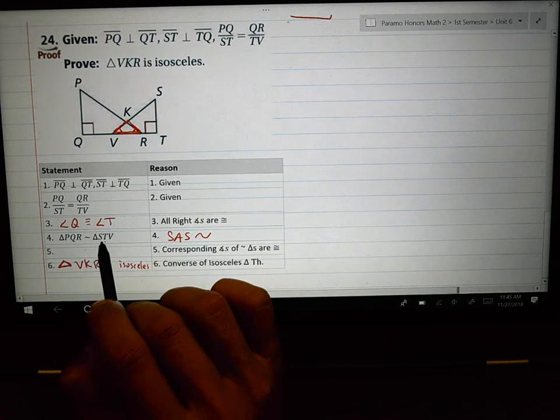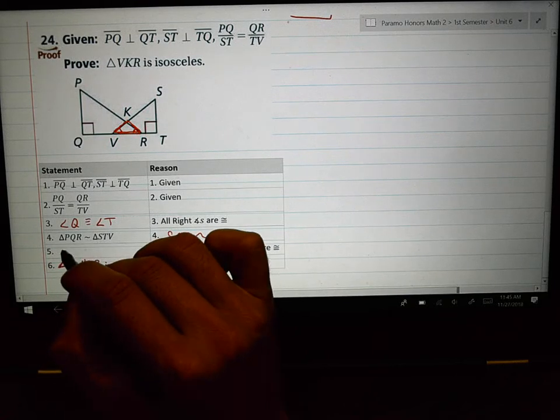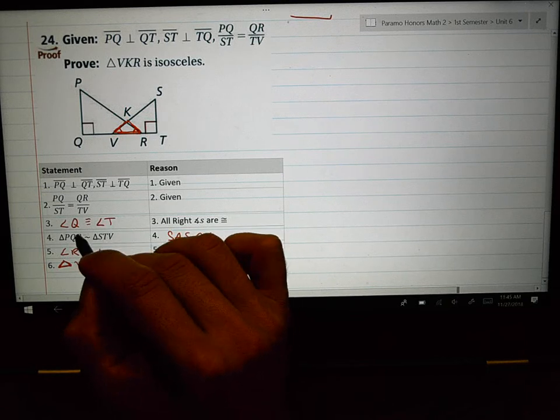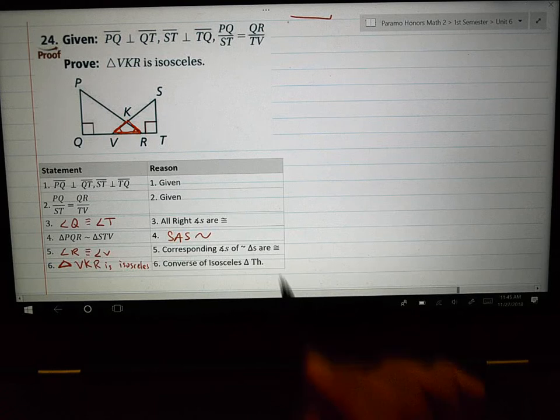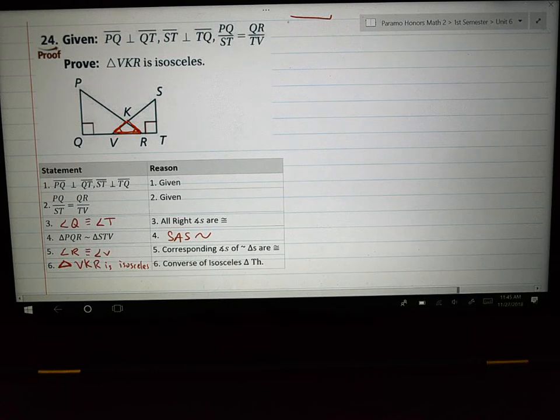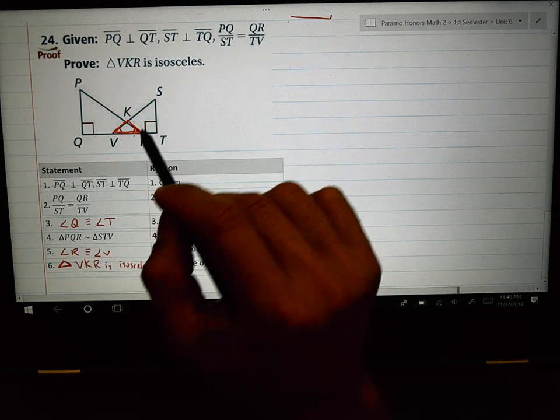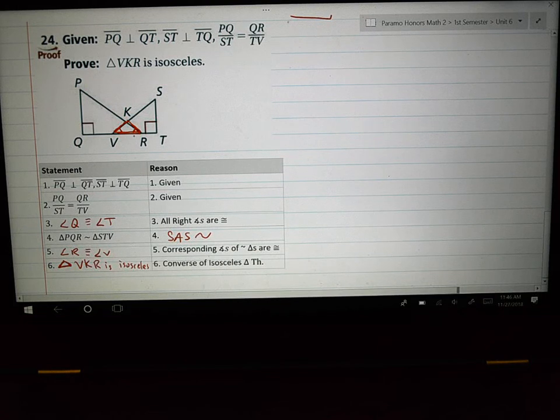If you look up here in this statement, angle R is congruent to angle V. The corresponding angles of similar triangles are congruent. It's not CPCTC because there's no congruent triangles. They're similar triangles, and by definition, if they're similar, then their angles have to be the same. These angles have to be the same. If those two angles are the same, then the two sides have to be the same, and therefore it must be isosceles. That's the whole goal of number 24. So that's where we're going to end your notes.